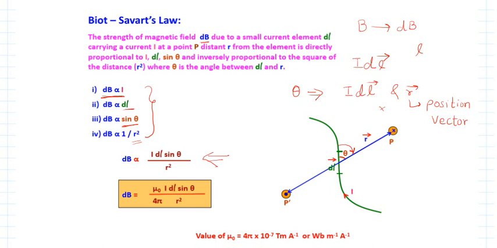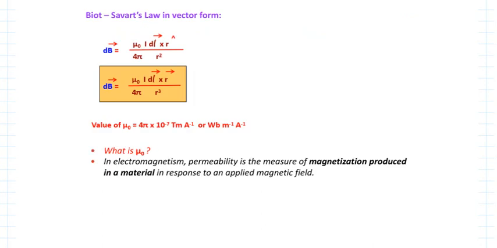So let me tell you about this point P dash. What is this P dash? P dash is the point which is at the same distance away from the current element but on the opposite side. Okay. Now let's understand the logic behind this dot and the cross.